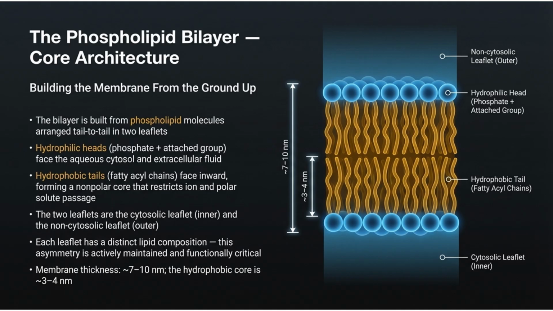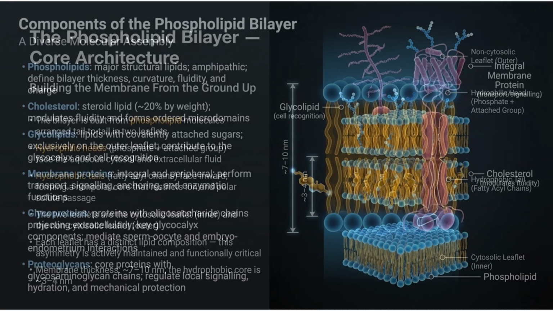One of the most important features of the bilayer that we have already touched on but will return to repeatedly is that the two leaflets are not mirror images of each other. Their lipid compositions are distinct. This asymmetry is actively maintained, and it underpins some of the most critical signaling events in reproductive biology. We will explore this in detail later. But first, let us complete our picture of what the bilayer is actually made of, because the lipid and protein components of the membrane are far more diverse than a simple phospholipid scaffold might suggest.